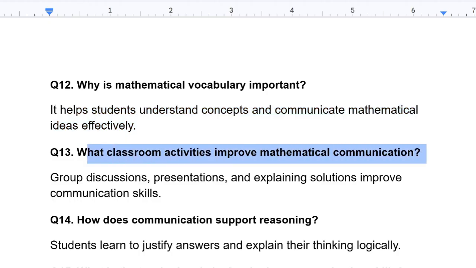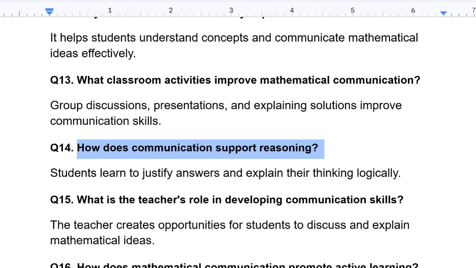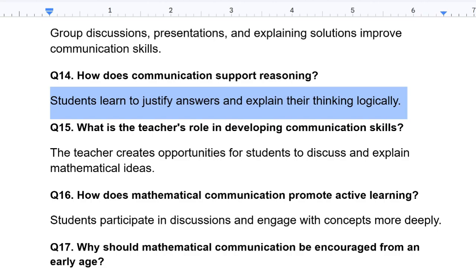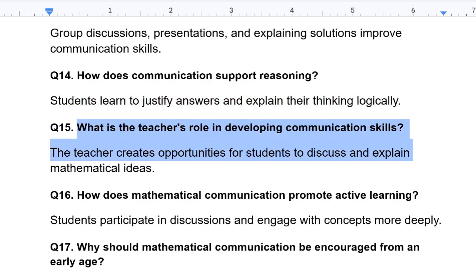What classroom activities improve mathematical communication? Group discussion, presentations, and explaining solutions improve communication skills. How does communication support reasoning? Students learn to justify answers and explain their thinking logically. What is the teacher's role in developing communication skills? The teacher creates opportunities for students to discuss and explain mathematical ideas.